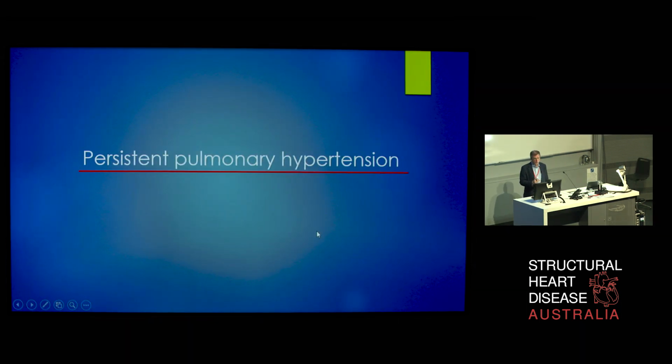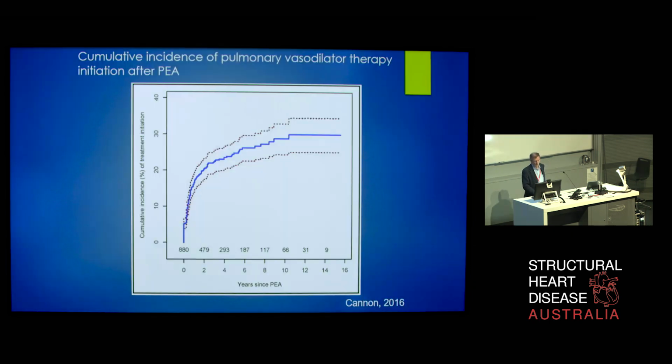Now, the issue of persistent pulmonary hypertension is important because by 10 years, about 50% of patients are still going to have a mean PA pressure over 25. So it is a problem, and really highlights the fact that this is a dual process disease, not only the large vessels, but also the microvasculature. So the trigger for starting pulmonary vasodilator drugs after a pulmonary endarterectomy is a mean PA pressure of over 30.